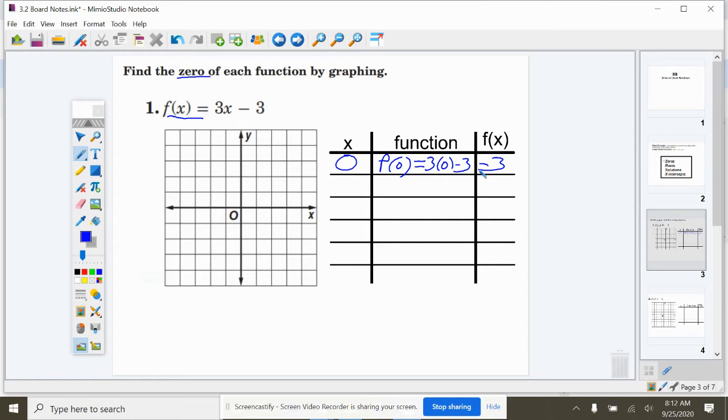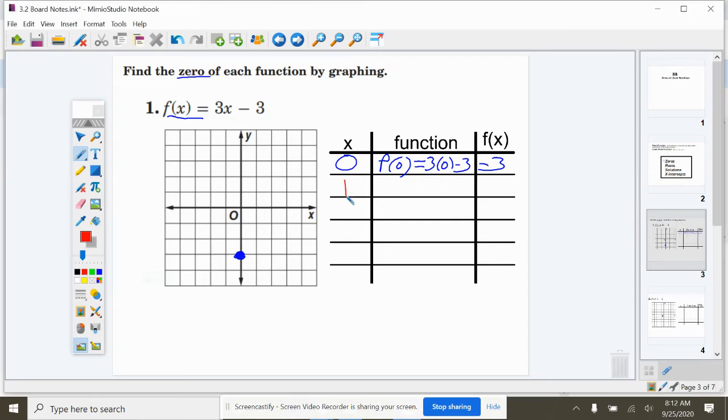So I want to go ahead and graph that. 0 on the x-axis means we do not go left and right at all. -3 on the f of x or y means we go down 3. So there should be a dot, if we did everything correctly, right there. That's 0, -3.